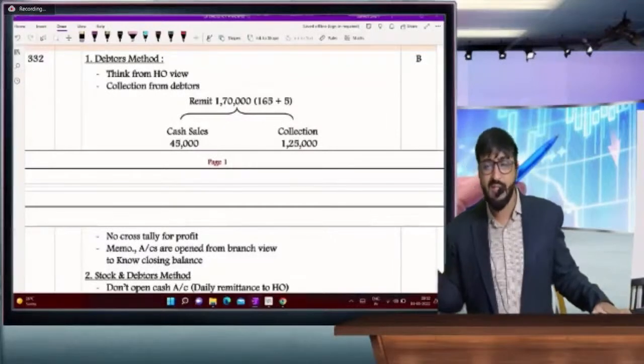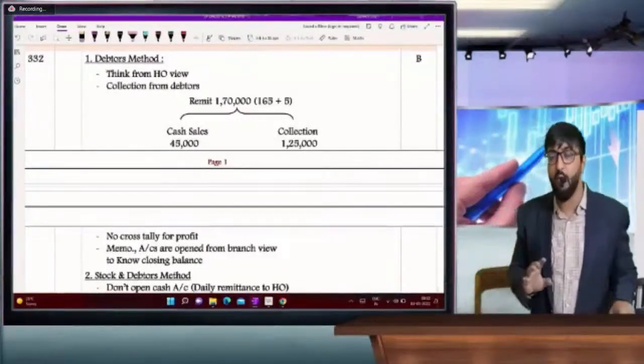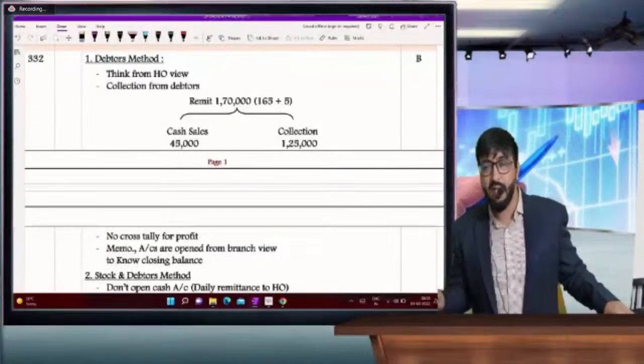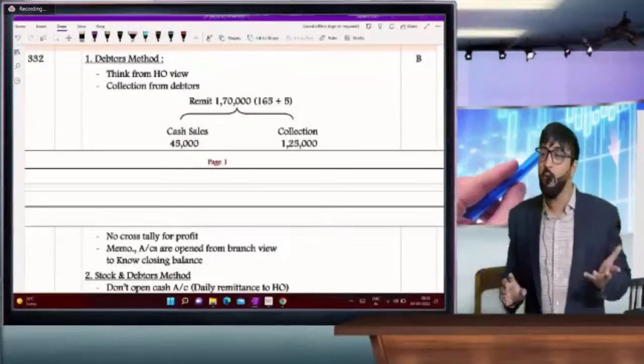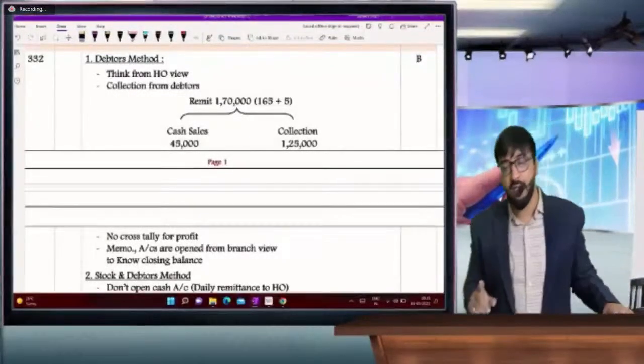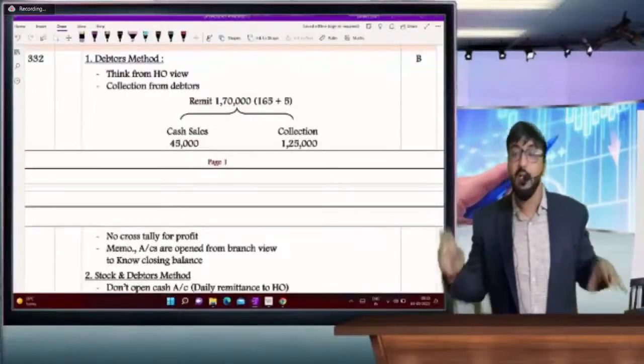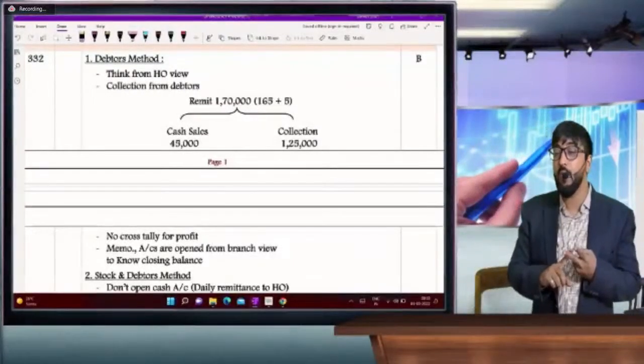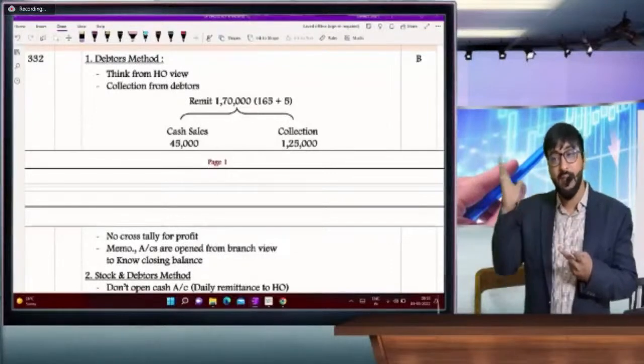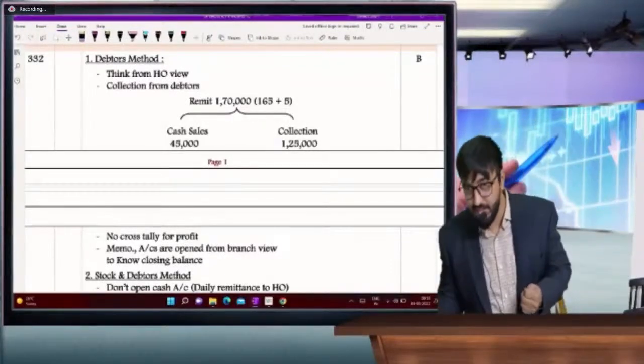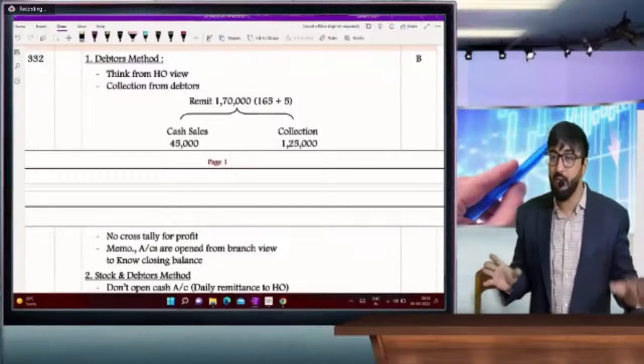session. Third one is the trading and P&L, which will not be asked in the exam also. Trading and P&L is a very simple method. For invoice price, there are only two methods, debtors method and stock and debtors method. There is no trading and P&L method. After that, we have the second method of accounting, that is independent branch, that will be in the third session, and foreign branch will be in the last session. So that is how our syllabus is divided in 4 parts.